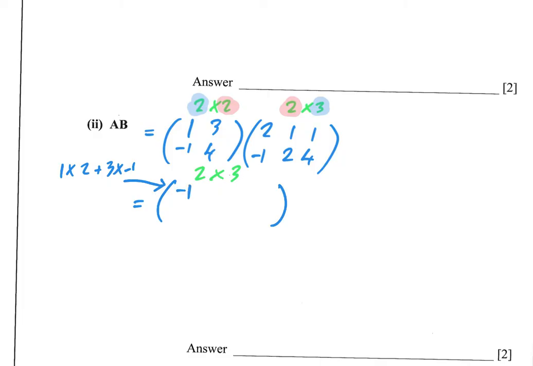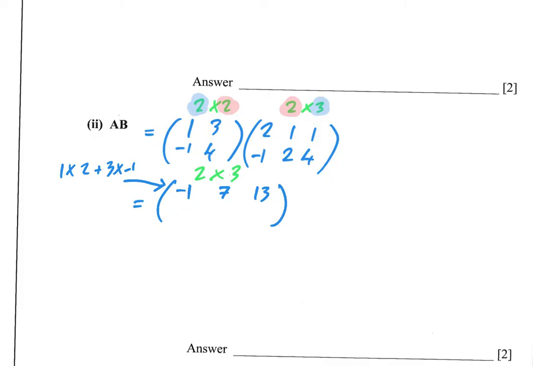We'll do the top row here, so first row times second column: 1 times 1 plus 3 times 2 is 1 plus 6, which is 7. Then first row times my third column, so 1 times 1 is 1, and 3 times 4 is 12. 1 plus 12 is 13. So hopefully I've done those right.